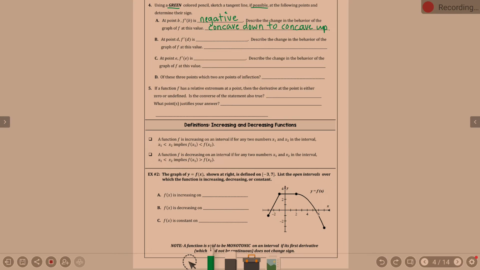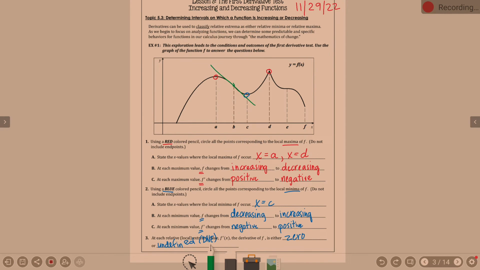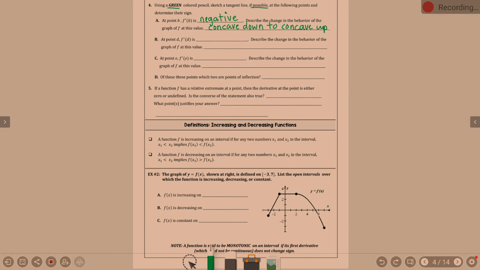Okay, point D. We're going to draw a tangent line again. Where's D? I can't really draw a tangent line here, can I? Notice it did say if possible, right? This is a hard point, a cusp. You can't draw a tangent line, so let's go back to our blanks. At point D, the derivative at D is what?